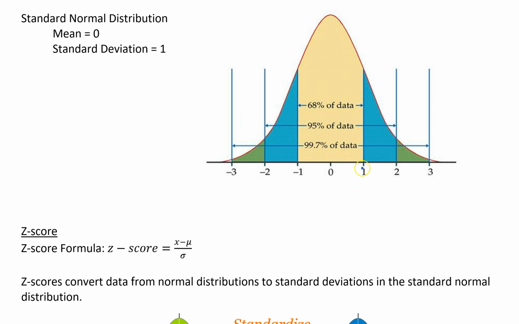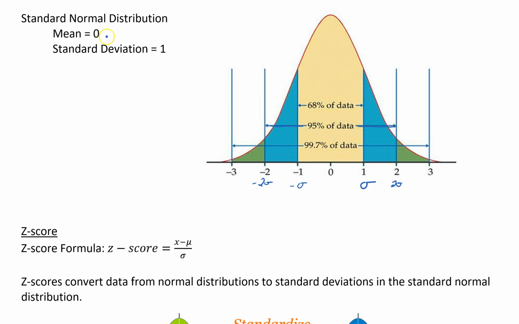And then one standard deviation above the mean and one standard deviation below the mean is where 68% of the data should fall. And then between the second standard deviation below the mean and above the mean, there's 95% of the data. So that's the blue, tan, and then blue added together. And 99.7% of the data is between 3 standard deviations below the mean and 3 standard deviations above the mean.